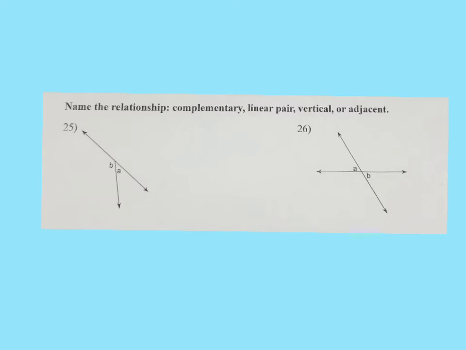All right, 25 and 26, really easy. I'm just going to name the relationship. So complementary means equal to 90 degrees, in case you didn't know. So together it's going to be two angles equal 90. Linear pair means they're going to make a line, and they have to be adjacent, which, if you don't know, means next to each other. And vertical means across.